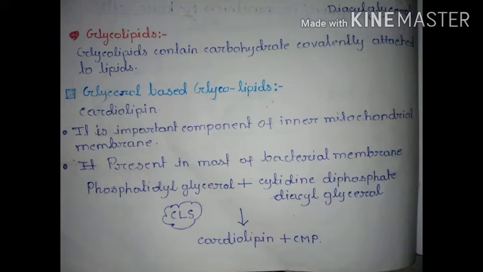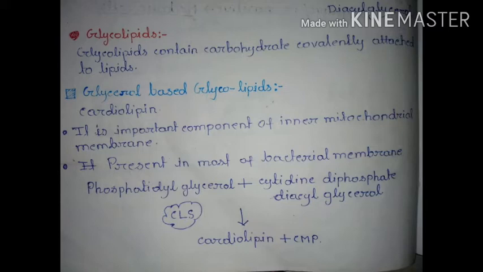Earlier we found that phospholipids are also divided into two types on the basis of the presence of glycerol and sphingosine. Now first we discuss the glycerol-based glycolipid. When we study the glycerol-based glycolipid, the example that arises is cardiolipin.